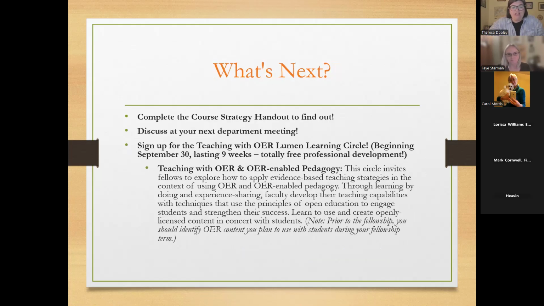All right. So what's next, right? We just put a lot of information at you very quickly. So the first thing I'm going to ask you to do is to take the time to really complete that course strategy handout. All right. That's going to give you a good idea of whether or not you want to take an existing item and put it on course reserve, which is the single easiest lift that you can do between now and the fall semester. Or if you want to really look into OER, all right.